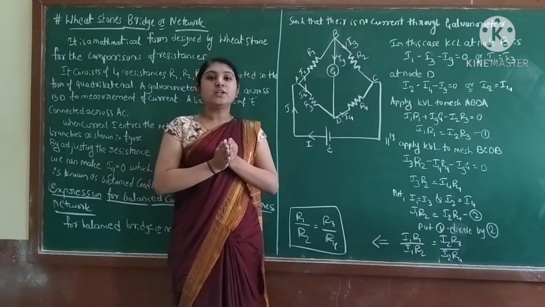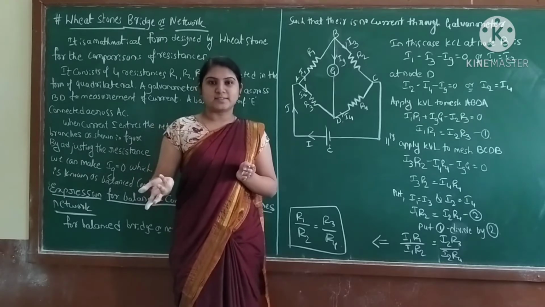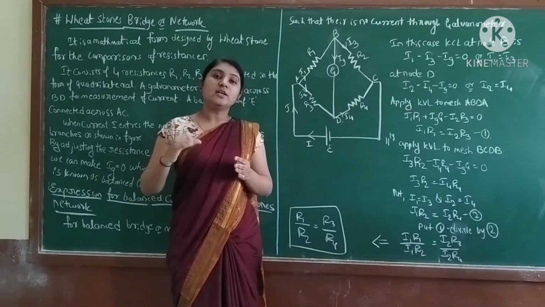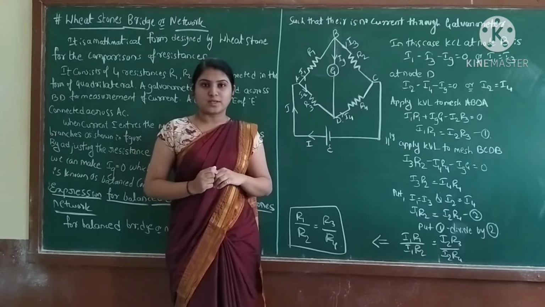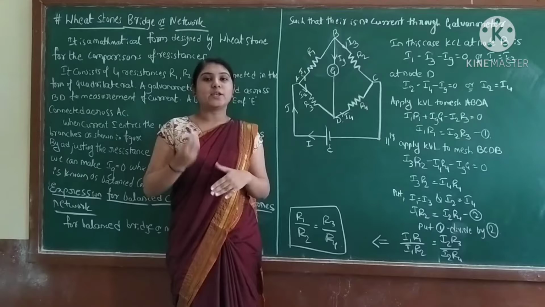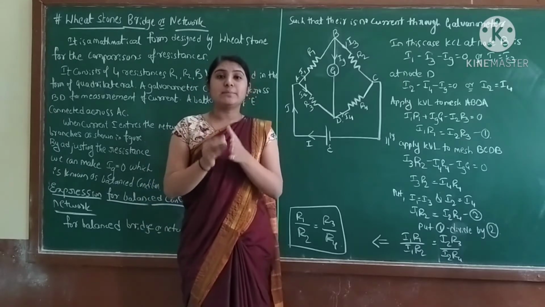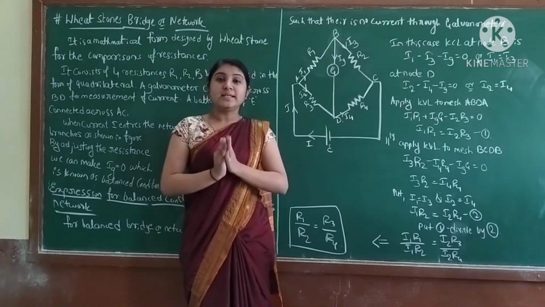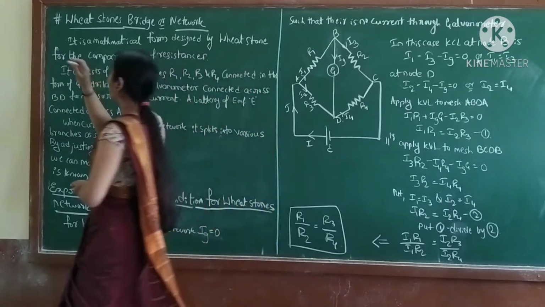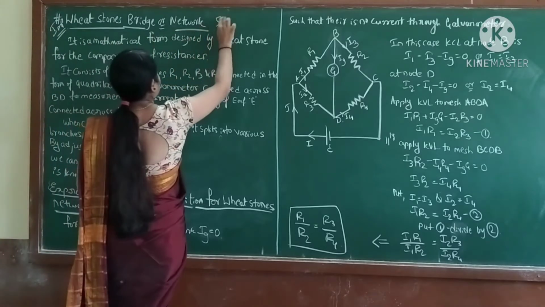If you know two resistor values, then you can easily calculate the other two. Or if you know three resistor values, then you can easily calculate the fourth one. Understood? It is very helpful to us to calculate the resistance values. You have to remember the formula, and it is very important for your exam purpose. Take it as important, because they may ask it for five marks.